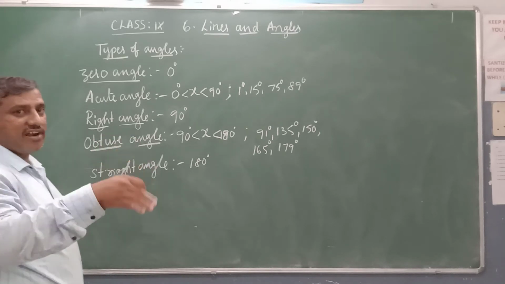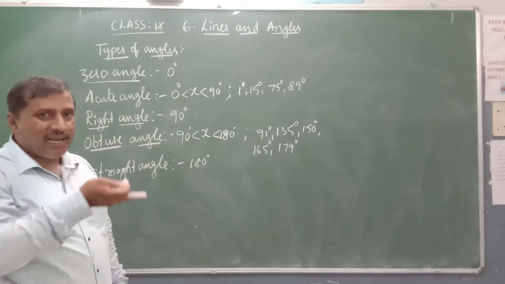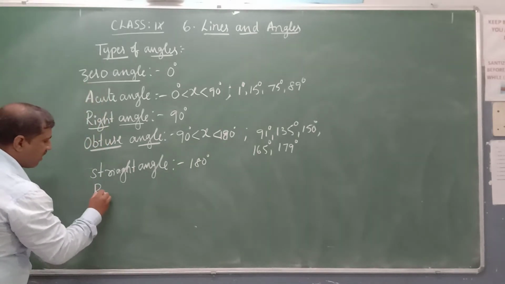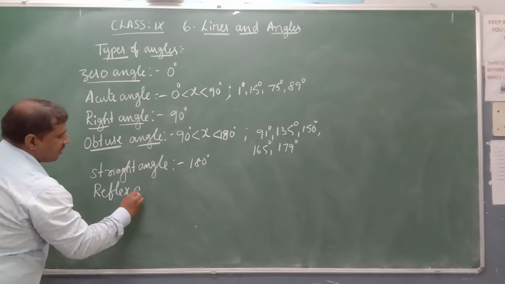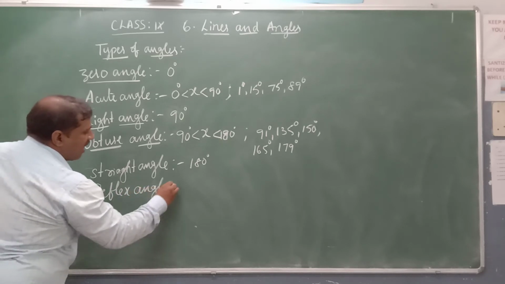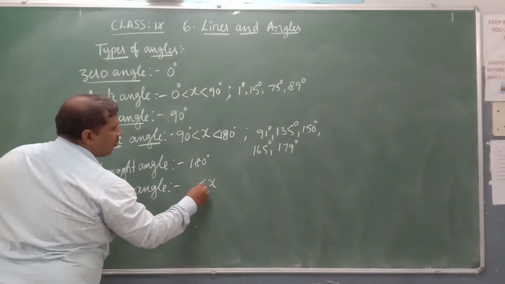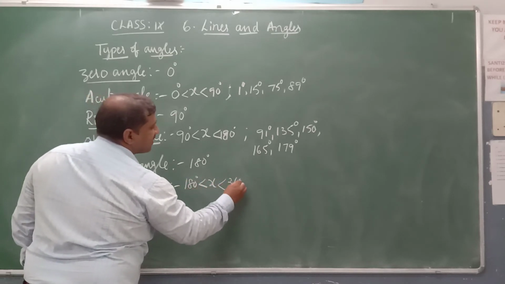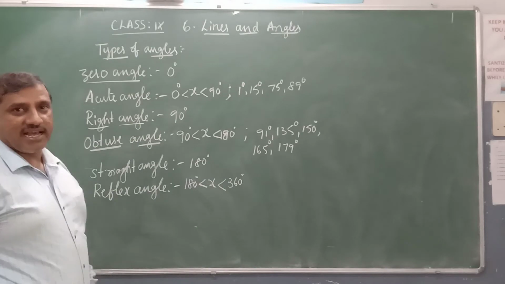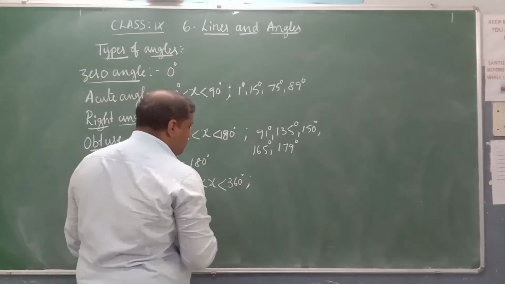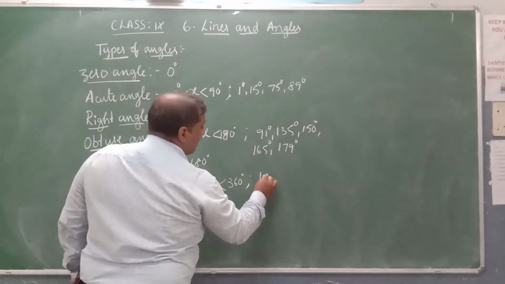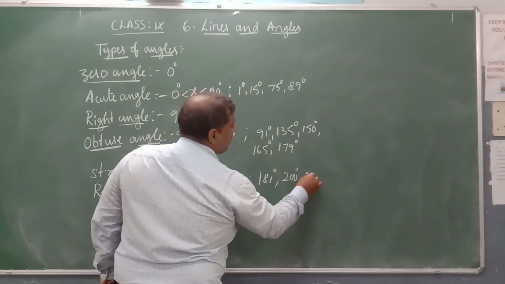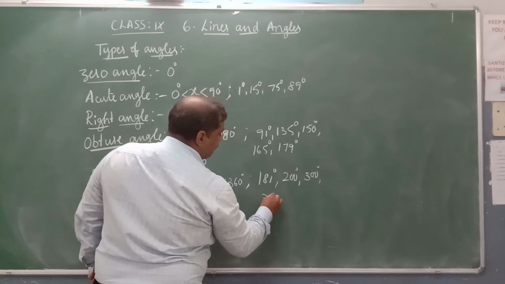Now, what do we call an angle that is more than 180 degrees and less than 360 degrees? It is a reflex angle. So what is a reflex angle? An angle whose measure is more than 180 degrees and less than 360 degrees is known as a reflex angle. Examples for reflex angles: 181 degrees, 200 degrees, 300 degrees, 359 degrees, etc.